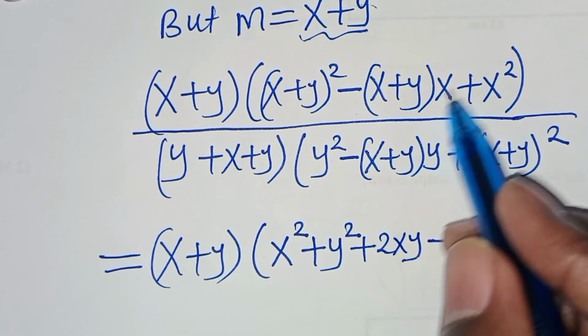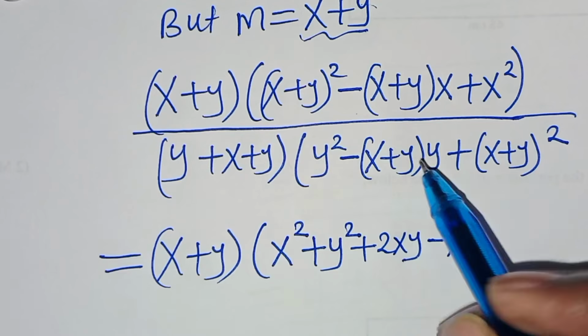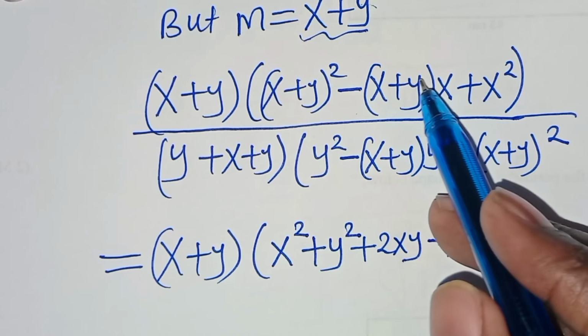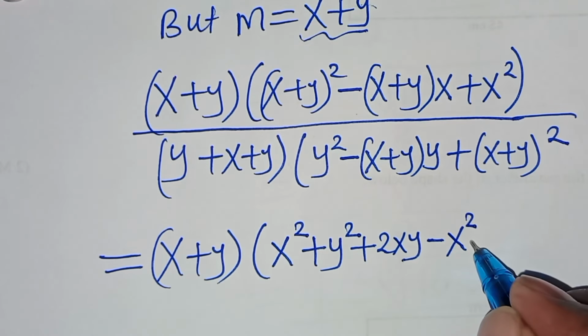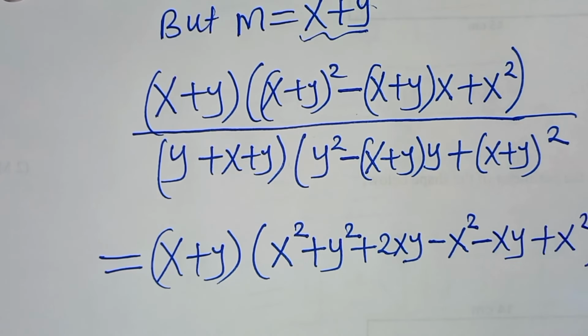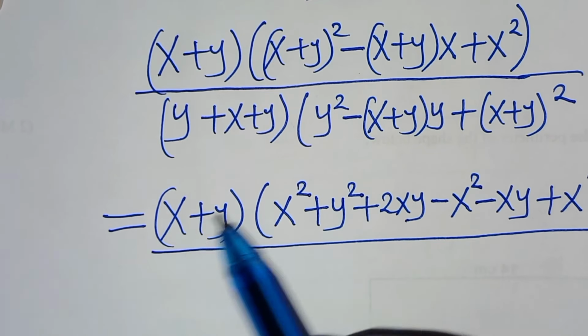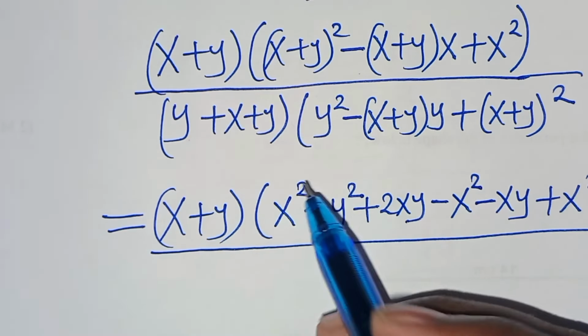This is minus x times x. This is minus x squared. Then we have minus y times x. This is minus xy, then plus x squared. Close the bracket. Now, in the denominator part here, we have y.